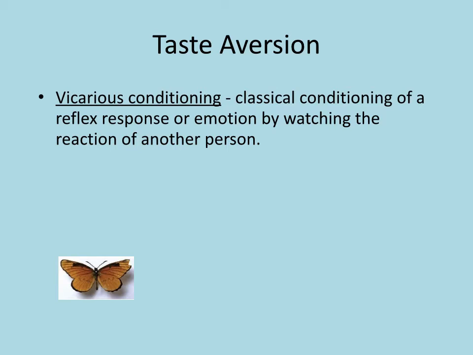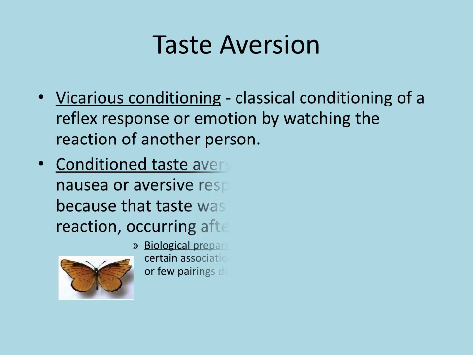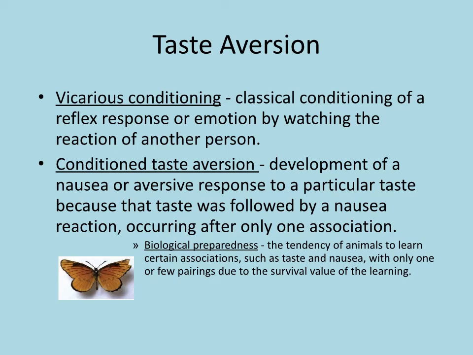Now, vicarious conditioning is a classical conditioning concept of a reflex of an emotion by watching the reaction of another person. If someone else has a terribly overdramatic reaction to plums, for instance, then you are probably going to be like, oh my God, I'm not eating that. That is so disgusting. Okay? That is classical conditioning, okay? When you're using the experience of someone else to tell you what you do and don't like. Typically, you're going to adopt whatever your parents like or what your parents don't like. Now, conditioned taste aversion is when you develop nausea or an aversive response to a particular taste because it was followed by a nauseous reaction.